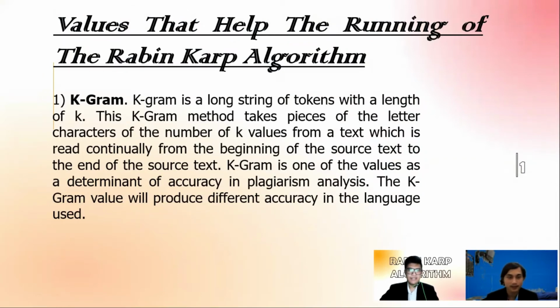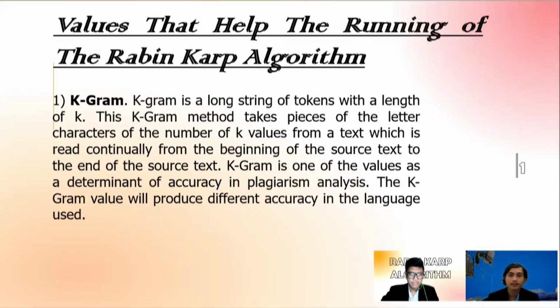Next, values that help the running of the Rabin Karp algorithm. First, we have Kgram. Kgram is a string of tokens with a length of k. This Kgram method takes pieces of letter characters of the number of k values from a text which is read continually from the beginning of the source text to the end of the source text. Kgram is one of the values as a determinant of accuracy in plagiarism analysis. The Kgram value will produce different accuracy in the language used.